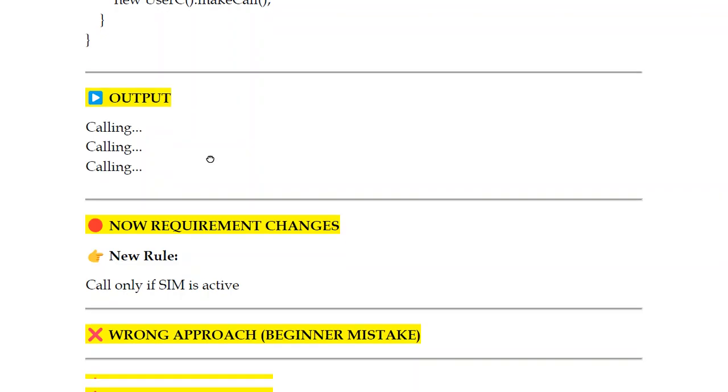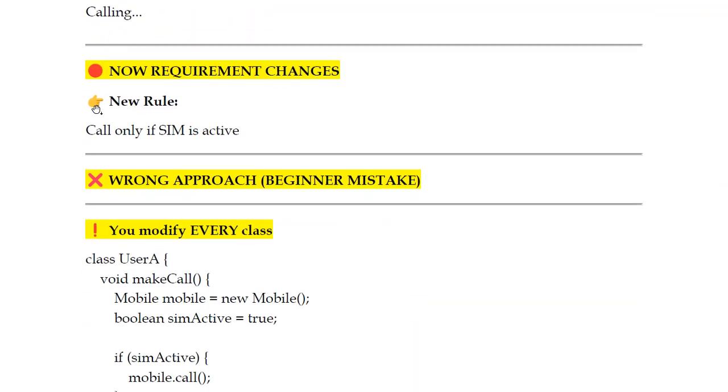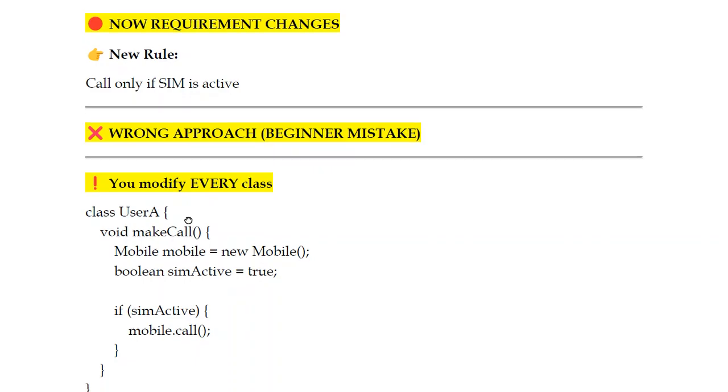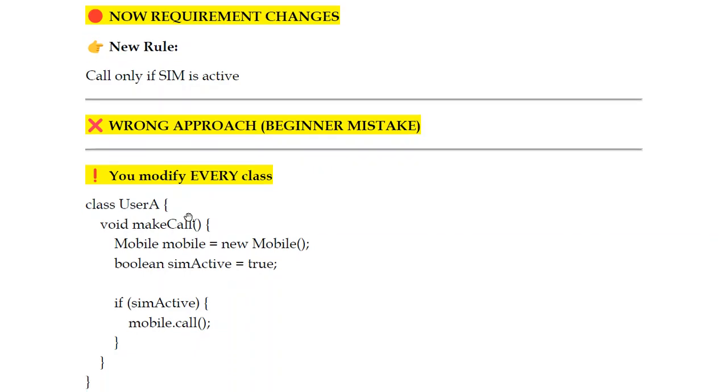Next, what is the requirement change here? A new rule is coming: call only if sim is active. I hope you can understand that I'm telling this from scratch, explaining why we are using it. That's why we are going into this much depth.